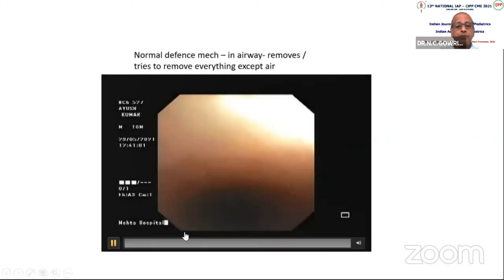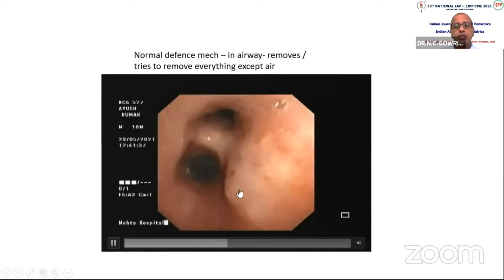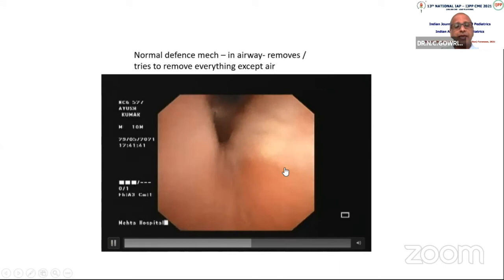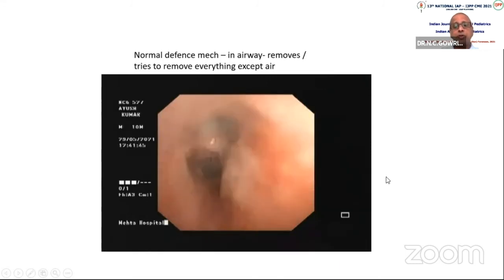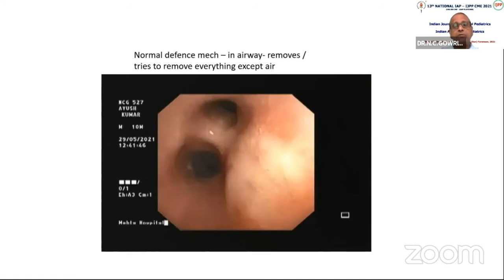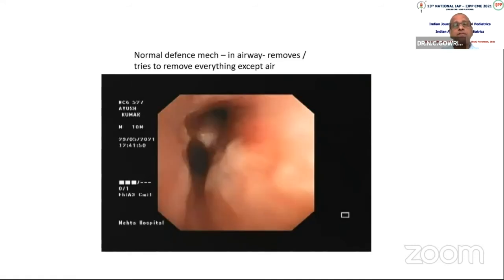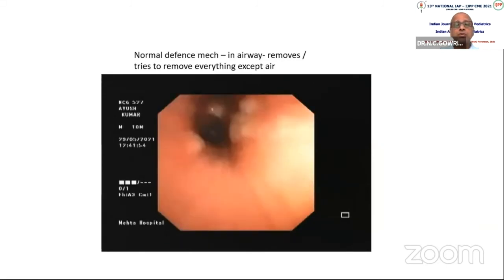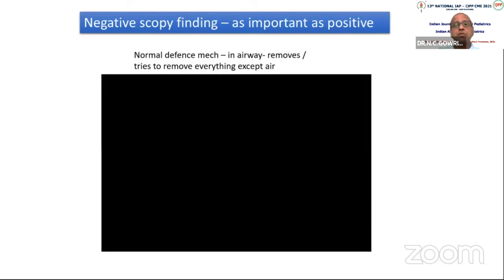This is the scopy. This is the left main bronchus, secondary carina. You look at the mucosal ulceration here. So mucosal ulceration on either side. This is indicative of something gone inside the tracheobronchial tree, getting stuck there and with violent cough, getting coughed out. Cough is a normal defense mechanism which tries to remove everything except air. So a negative scopy also is as important as a positive scopy.